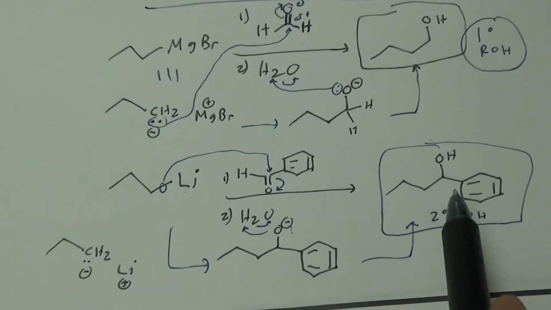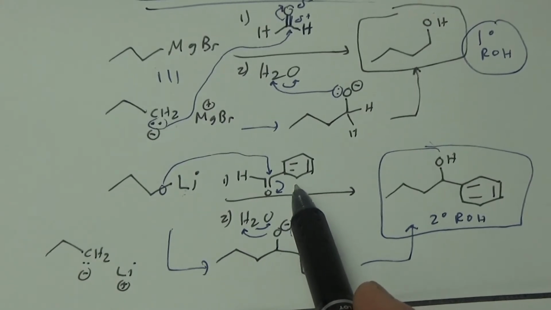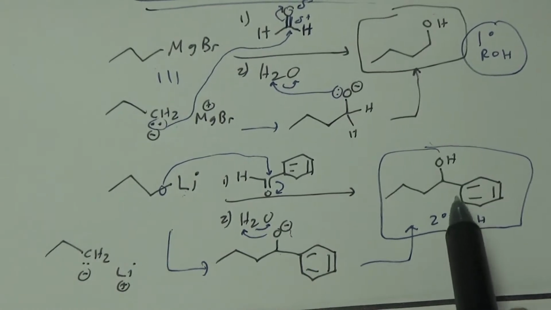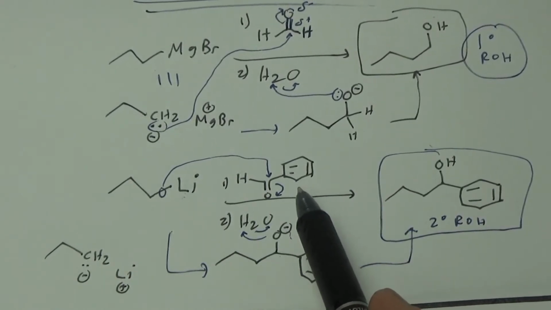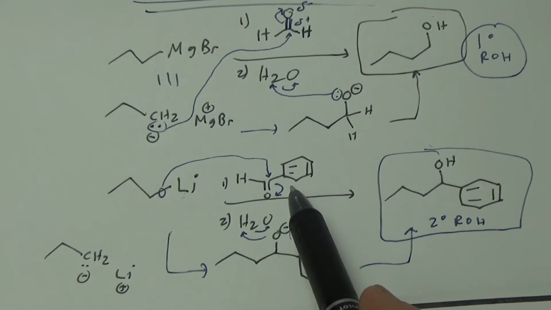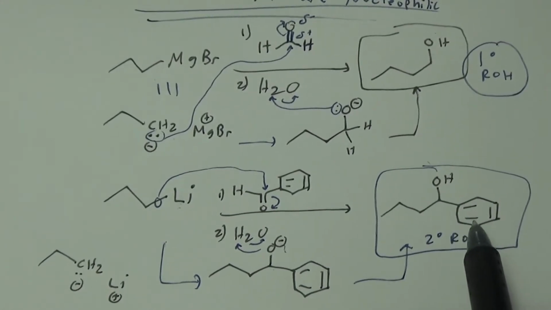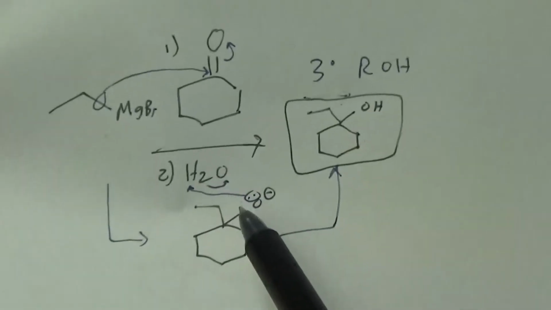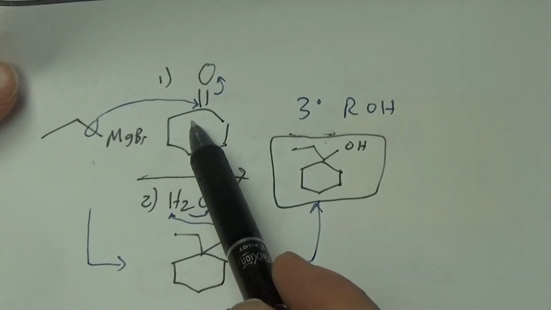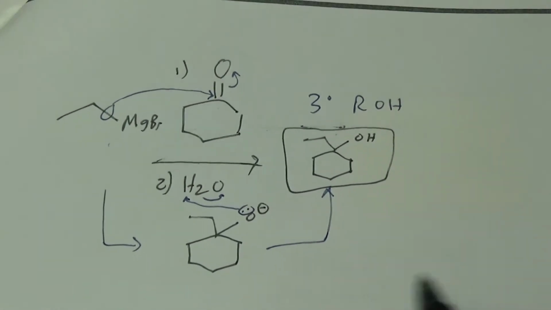And how do you make a tertiary alcohol? Which electrophilic functional group would you react with to make a tertiary alcohol? A tertiary alcohol has an extra carbon. Sorry, I gave it away. The answer is a ketone. If this was a ketone, you'd make a tertiary alcohol. That's what I showed at the end of the last lecture: an organomagnesium Grignard reacting with a ketone. When it reacts with a ketone, your end result is a tertiary alcohol.